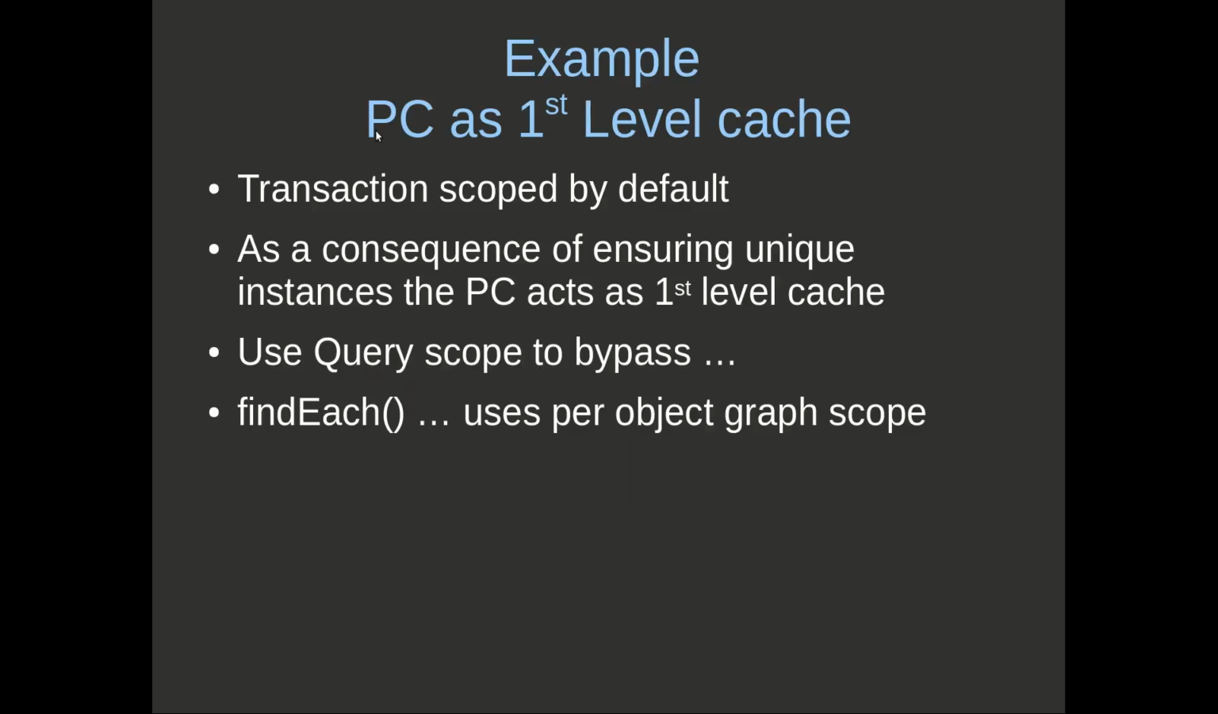So yes, the persistence context can sometimes act as an L1 cache, and that's because it's by default transaction scoped. As a consequence of ensuring the unique instances, it sometimes acts as that L1 cache. We use the query scope to bypass that when, for example, we want fresh data out of the database. We've got bulk statements, things like that. And also note that find each uses its own special per object graph scope. So it does its own thing.